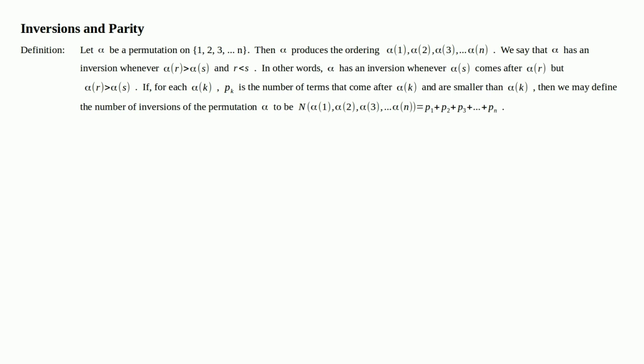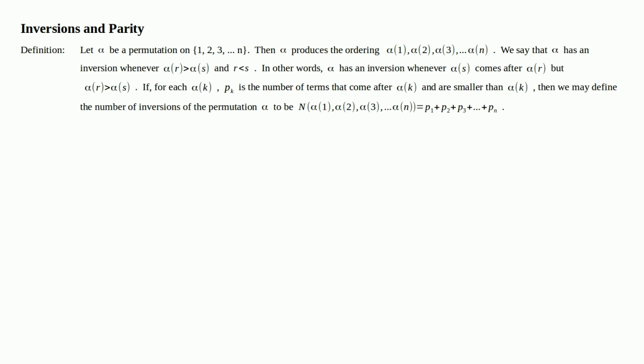Let alpha be a permutation on the set 1 through n. Then alpha produces the ordering alpha of 1, alpha of 2, all the way to alpha of n. And just as a reminder, for permutations as functions, the input, the 1, 2, 3, all the way to n, that's the position. And the image of a number under alpha, that is the number that appears in that position. So alpha of 1 is the number that appears in the first position. Alpha of 2 is the number that appears in the second position.